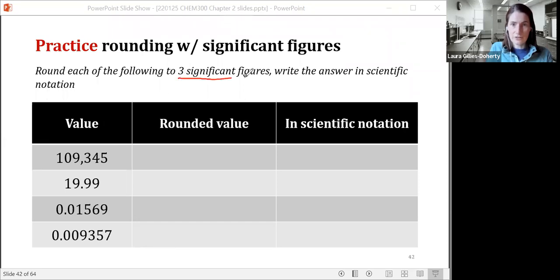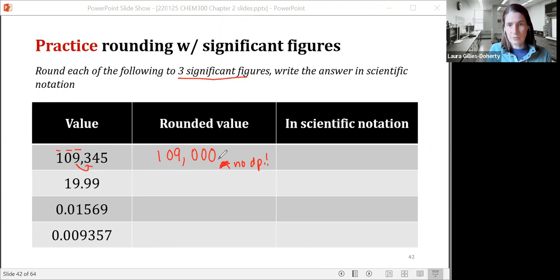Okay, so we want to round 109,345 to 3 sig figs. So let's count over 1, 2, 3. So the 9 is our last sig fig. I'm going to look to the right. It's a 3. So we're going to leave the 9 as is. So we get 109,000, and I fill in those spots with zeros. And then no decimal point.